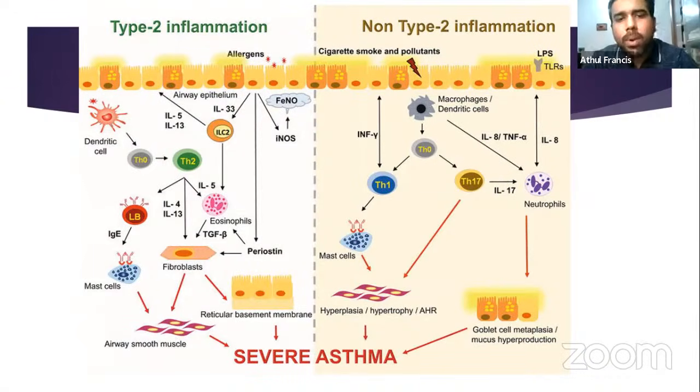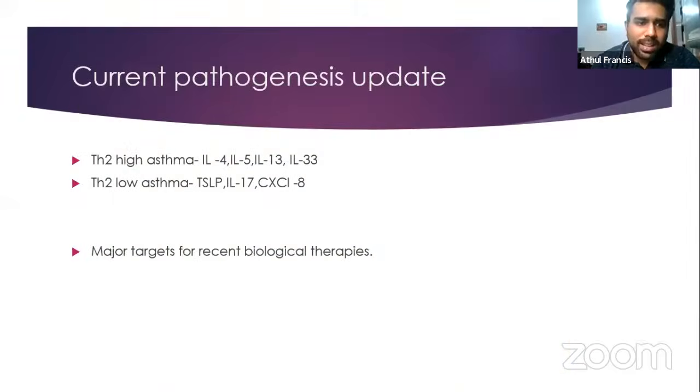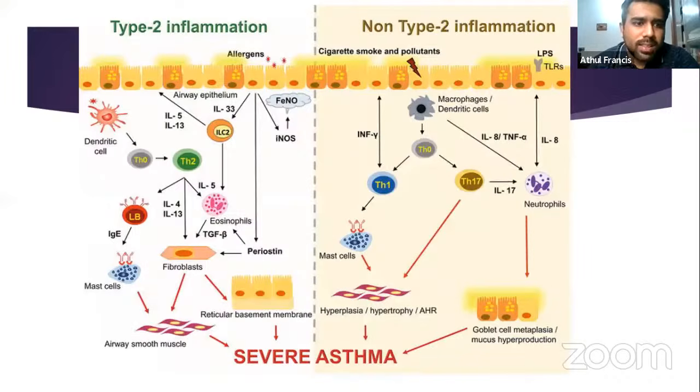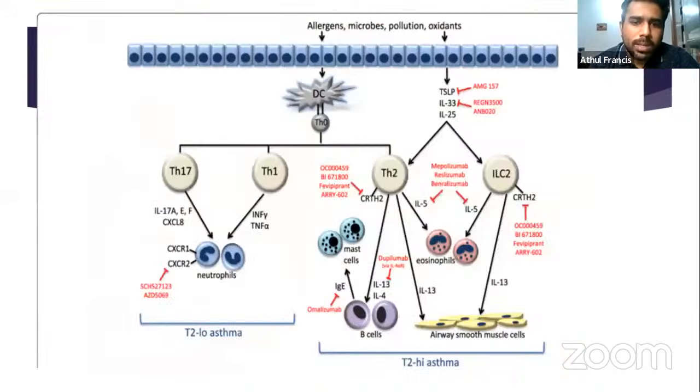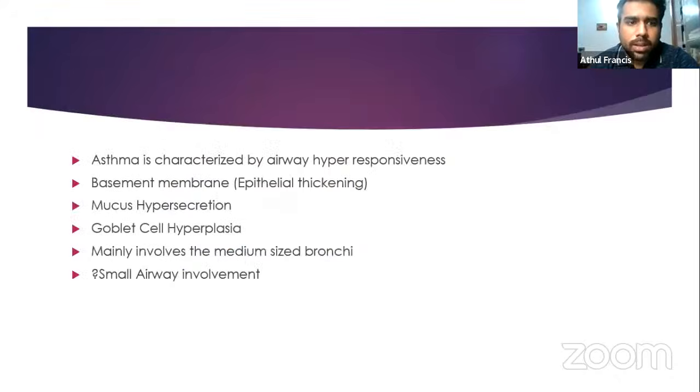There are some important points which I will tell you, which will make it easier. Whenever you are talking about Th2 high asthma, always remember interleukin 4, interleukin 5, interleukin 13, and interleukin 33. These are the major features of type 2 asthma. And when you're saying non-type 2 asthma, always remember interleukin 17, CXCR1, CXCR2, and CXCL8. These are the most important points to be noticed.